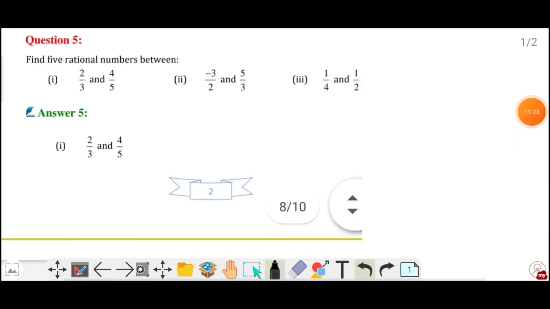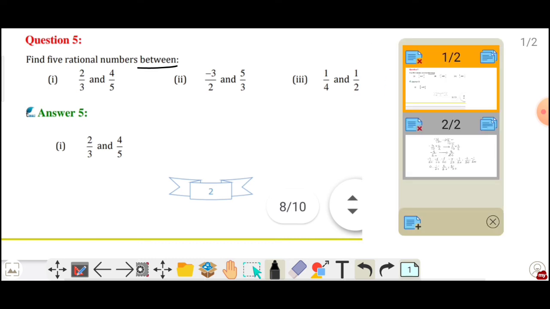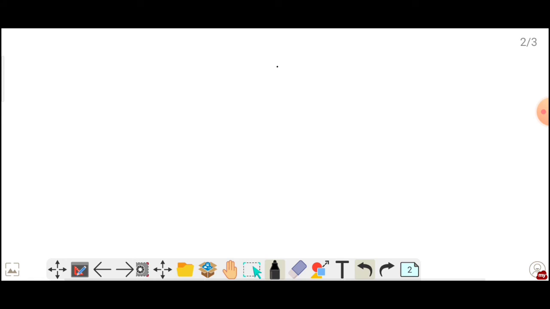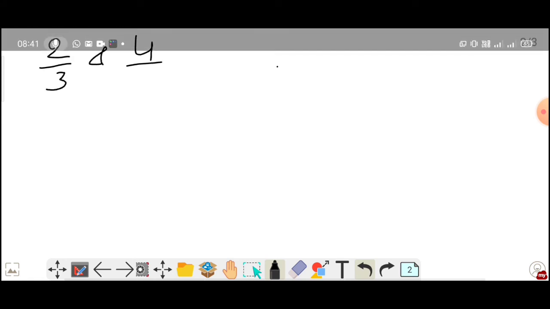Next question, question number 5. Find 5 rational numbers between 2 by 3 and 4 by 5. One I will show, the remaining you can try at home. I will take one more page. 2 by 3 and 4 by 5.